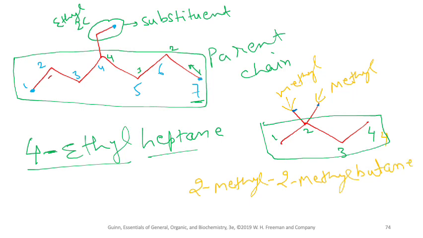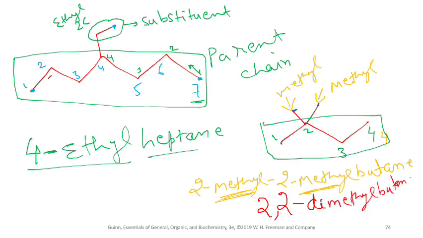This is one way of writing, but according to the IUPAC, if you have two same substituents, methyl, methyl, ethyl, ethyl, it doesn't matter. If you have the same substituent attached, you should write the location on the second carbon, comma, on the second carbon you have dimethyl, 2,2-dimethyl, and then butane. So this is the right way of writing the IUPAC name, because you are specifying the location of both the substituents, both on the second carbon.